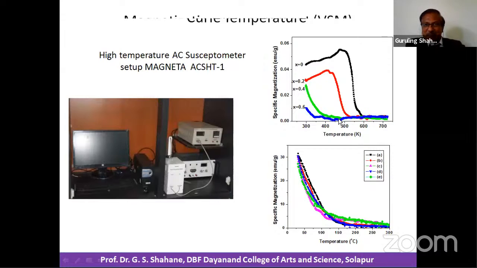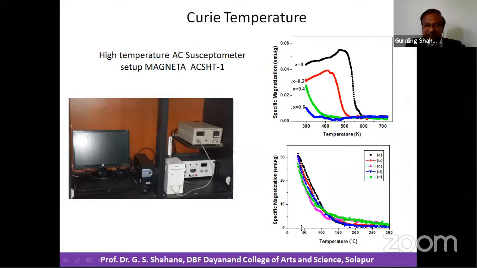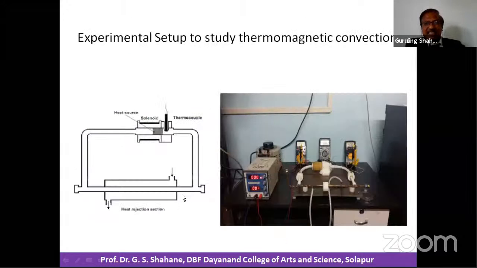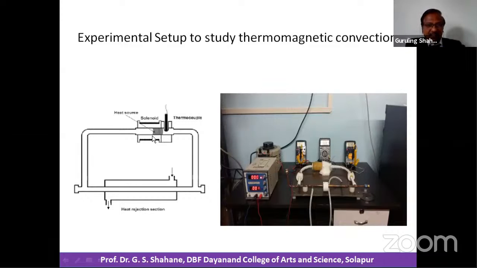You'll see that with composition, Curie temperature is reduced. This is for the MnZn series and this is for the Dy series. This is the synthesized fluid without and with magnetic field, and this is the experimental setup developed in our laboratory. Here is the heater, a magnetic field source, a temperature sensor is also there to measure the temperature of that fluid, and here is the heat exchanger to remove that heat also. So in this case, we can measure the temperature of that fluid without magnetic field and with magnetic field.